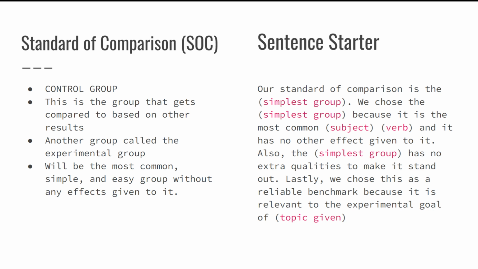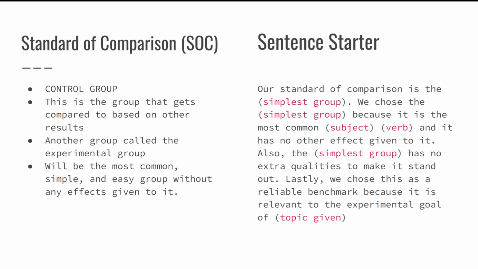So our sentence starter is going to be: our standard of comparison is the simplest group. We chose the simplest group because it is the most common subject verb. We're not sure what we're going to put over there just yet. And it has no other effect given to it. Also, the simplest group has no extra qualities to make it stand out. Lastly, we chose this as a reliable benchmark.